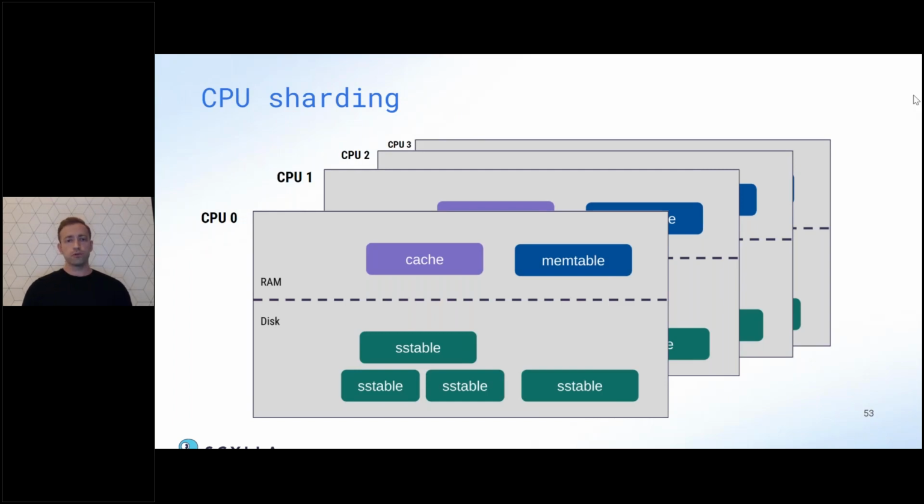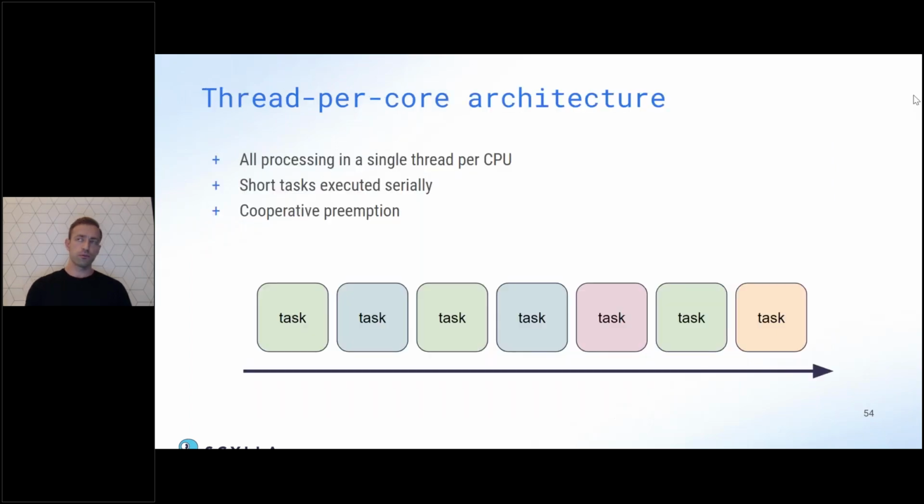Another important piece of design which we have has to do with sharding. Every CPU in Scylla is responsible for a subset of data, and every CPU has separate data structures to manage that data. So every CPU has a separate cache and separate mem tables. And those data structures can be accessed only from the CPU which owns them. And another important piece to that is that we have a thread per core architecture, which means that all processing is done in a single thread per CPU.